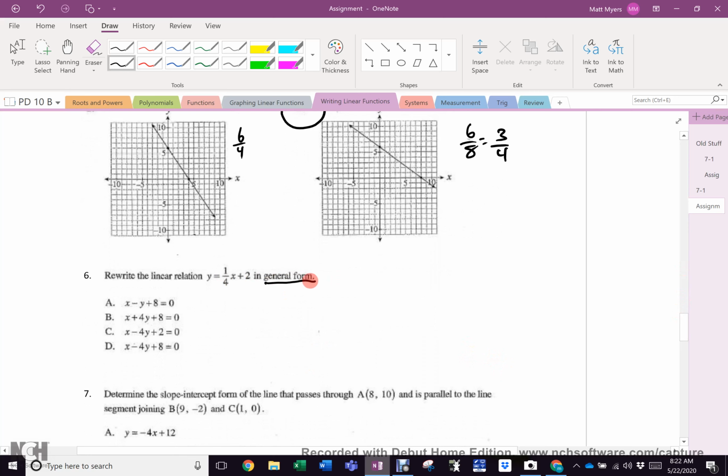Rewrite that in general form. I said I wouldn't do the joke again, so I'm not going to do the joke again.